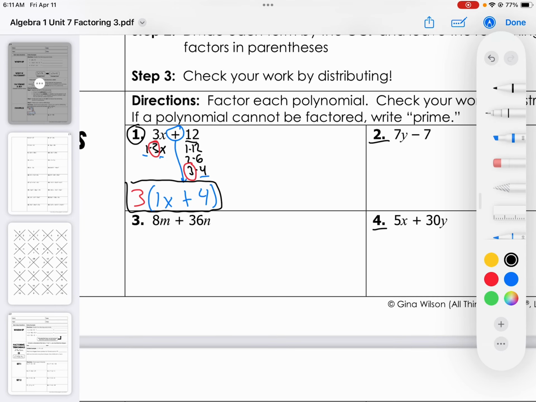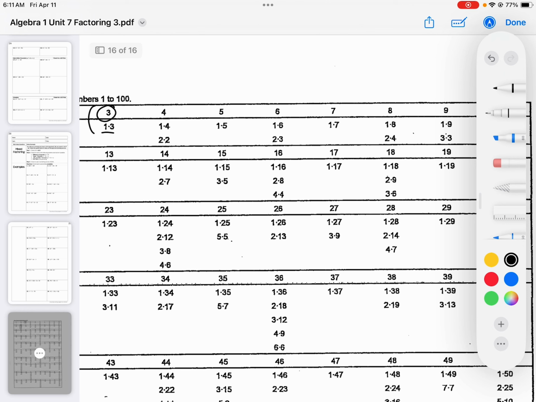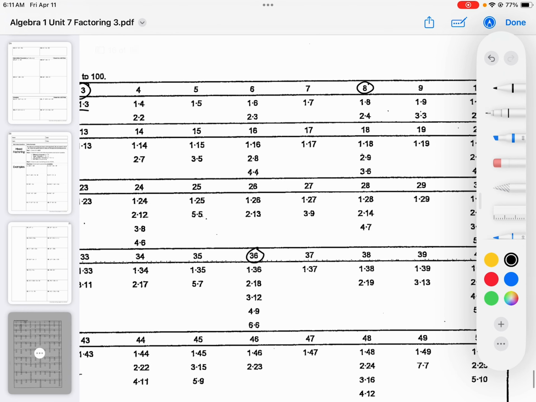So now on to number 3. We have 8m plus 36n. So the numbers I'm going to be looking for are 8 and 36. So again, I would turn to this page, and I'm finding 8 and 36. Here's our numbers that would multiply to get those. So I'm going to go up and write them on the problem.